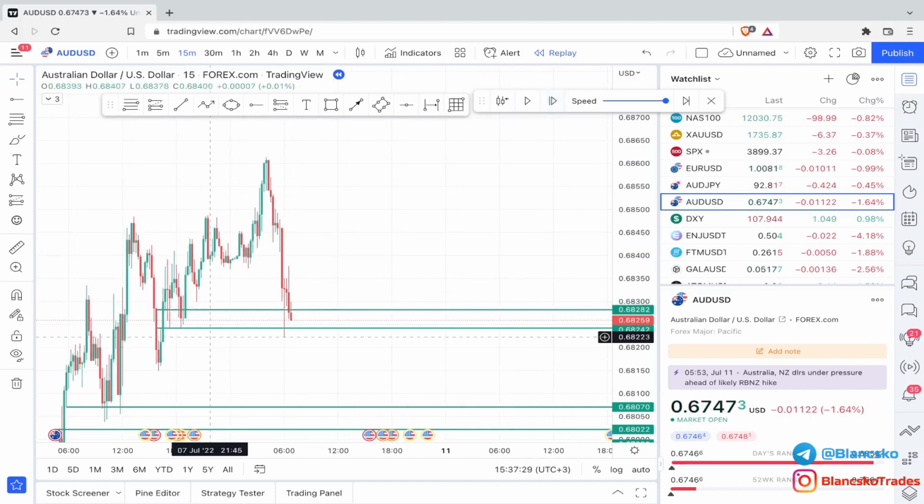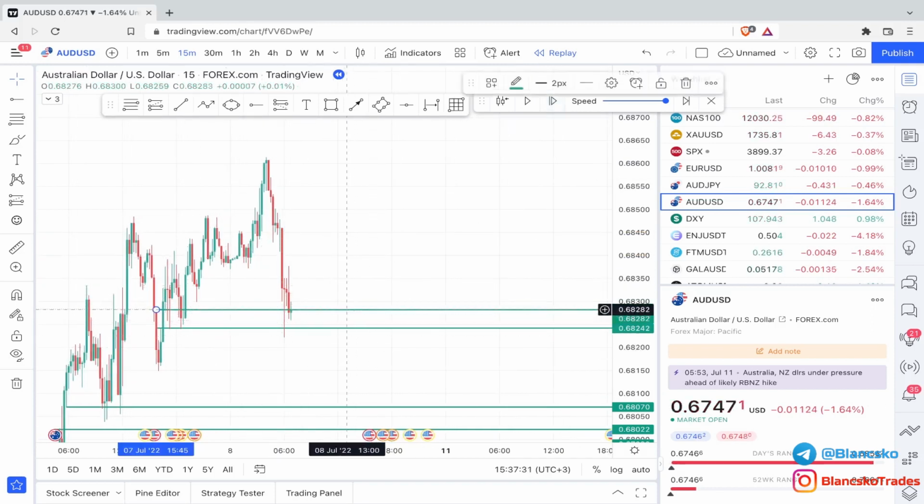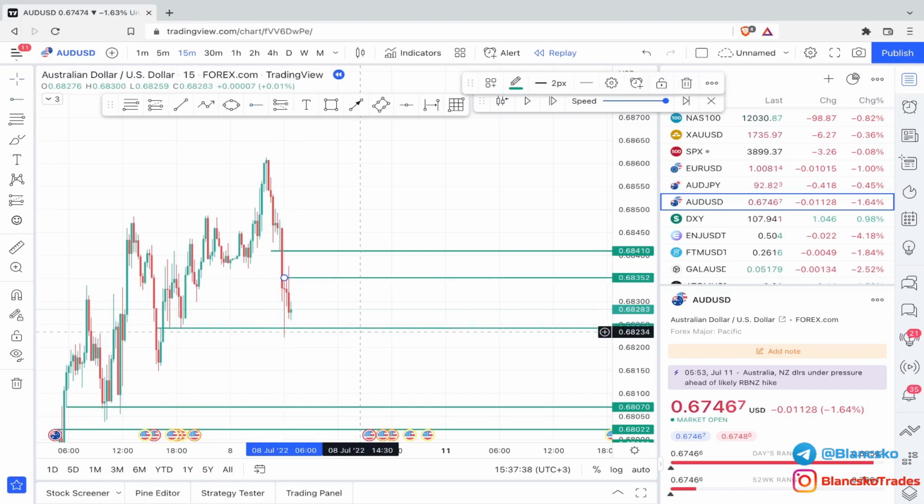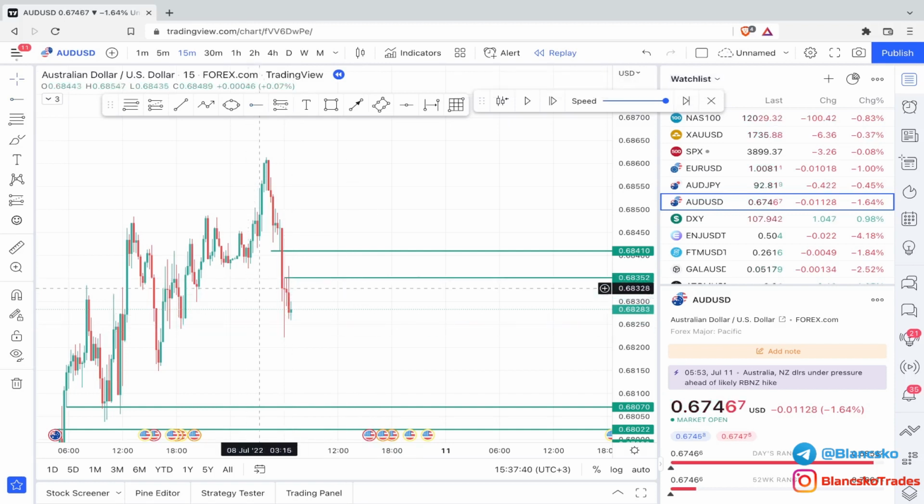And boom, this imbalance was also filled, now creating some new ones. Okay, we have some imbalance from this candle right here all the way to this candle right here, which is very clear to see. Okay, it kind of filled it, but we still have some liquidity left. Okay, let's see if it grabs it.